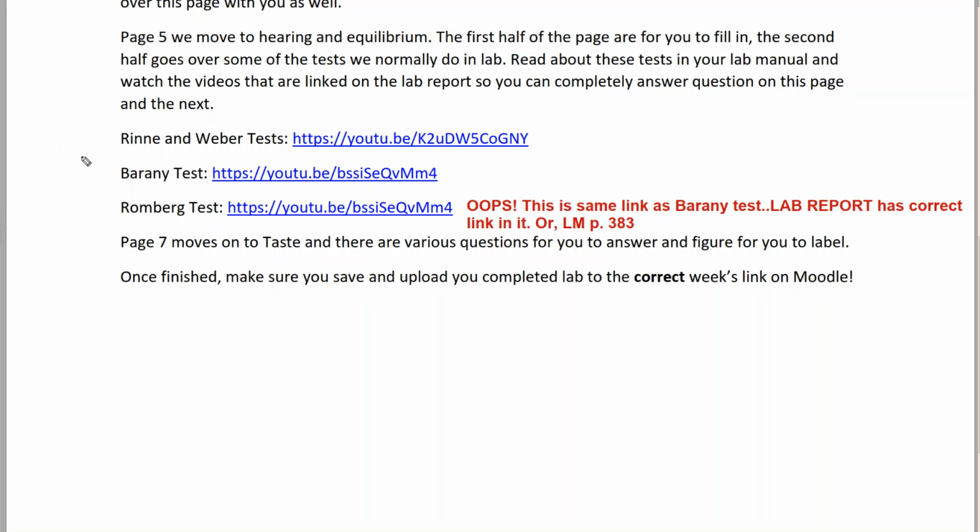The Barani test has to do with spinning in a funky chair, and the Romberg test has to do with what happens to you when you stand straight and close your eyes and lift your arms. Do you lose your balance? And this link is the wrong link, but the correct link is in your lab report. So we'll see that in just a second.